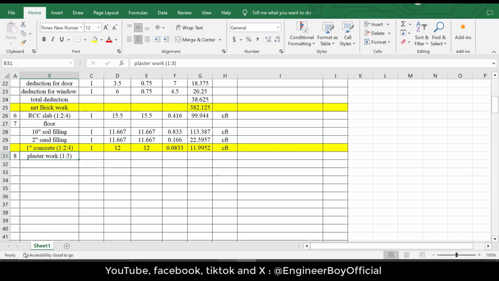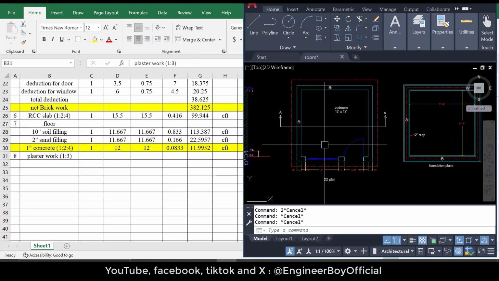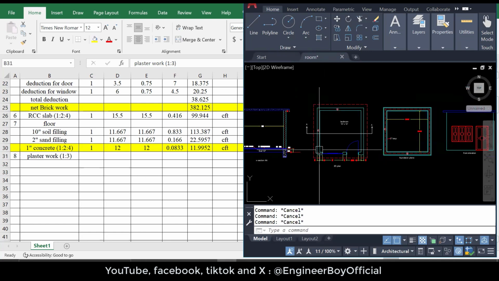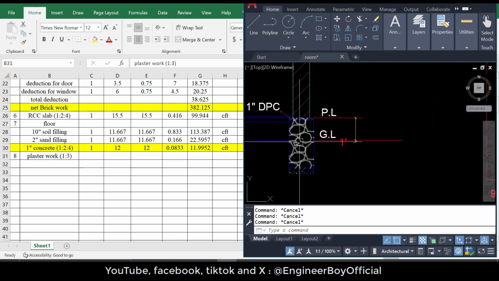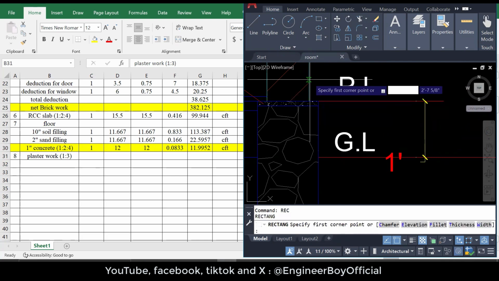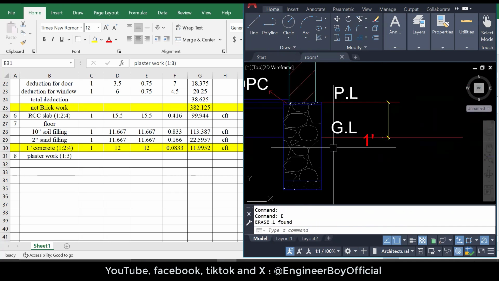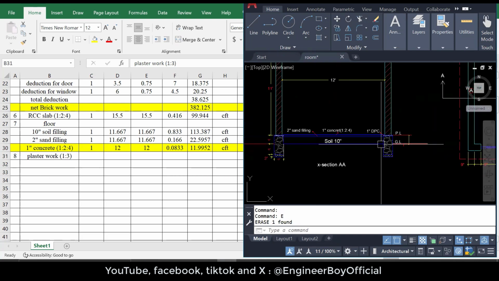Now the plaster work. Look at the drawing. We can have plaster in different places, maybe the internal plaster and the external plaster. We will have plaster over here as well, between the ground level and the plinth level. We can have plaster just over here, on this face. Below ground level, there is no plaster because that is just inside the earth. So how can we plaster that?